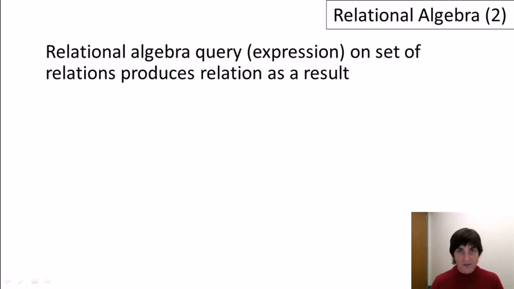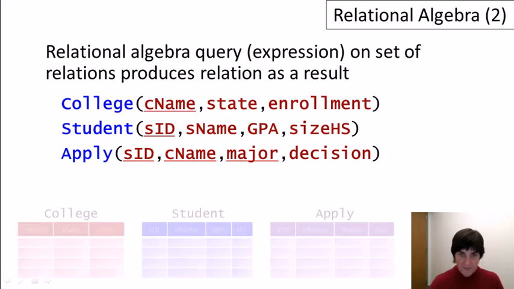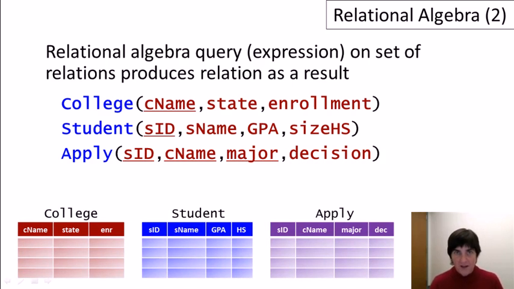Just as a reminder, we apply a relational algebra query or expression to a set of relations, and we get, as a result of that expression, a relation as our answer. For our examples, we're using an imaginary database about college admissions. We have a relation of colleges, a relation of students, and a relation with information about students applying to colleges. We'll keep at the bottom of the video these three depictions of those relations, with a few abbreviations used so that names aren't too long.